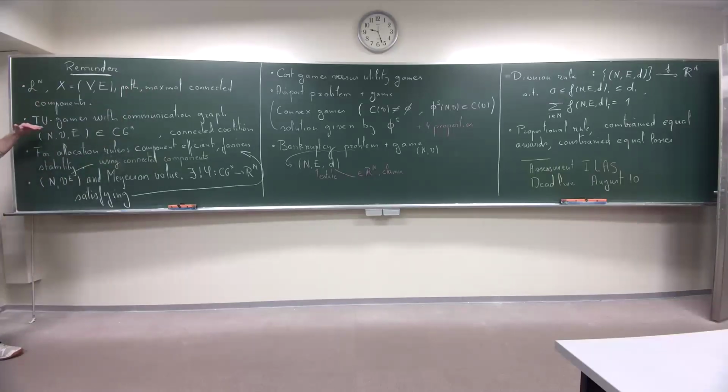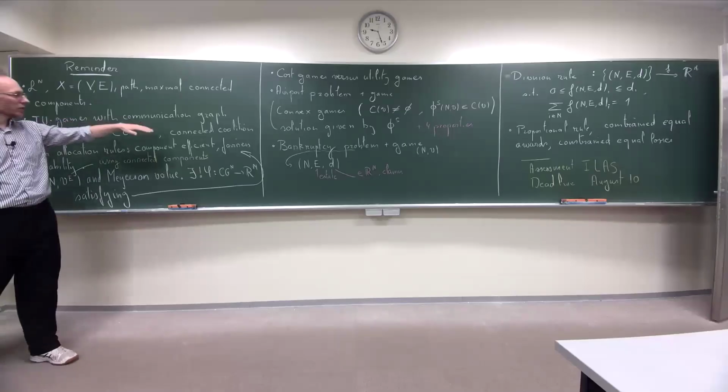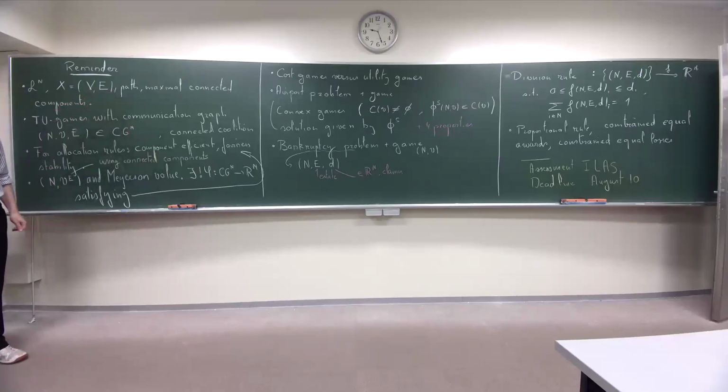And then we have TU games with communication graph. So it's a TU game, but in addition with a graph where we know which player can speak with which player. So we know the relation between the players. So a TU game with communication graph is a set of n players, this function v that we have for all TU games, plus a set of edges which give us these connections. And the set of all TU games with communication graph is denoted by CGN. And I also introduced the notion of connected coalition.